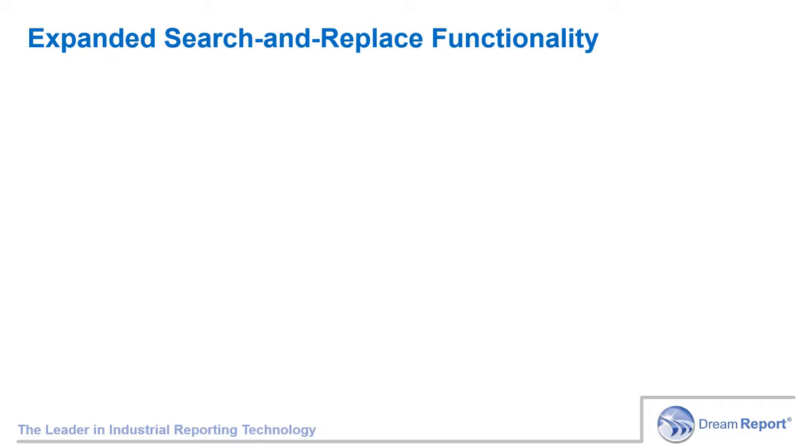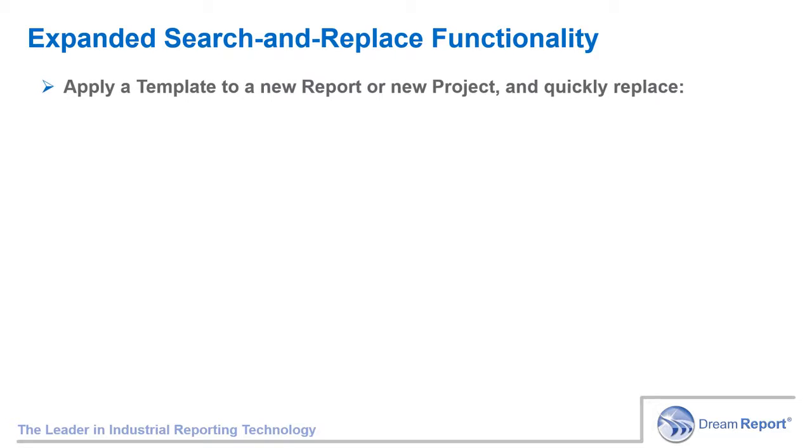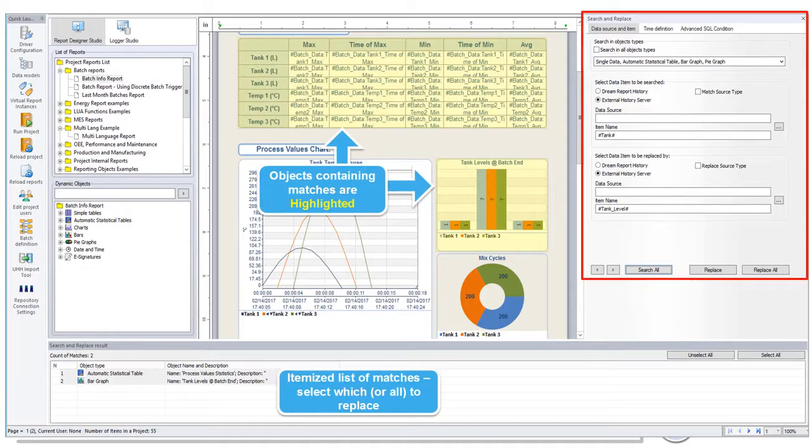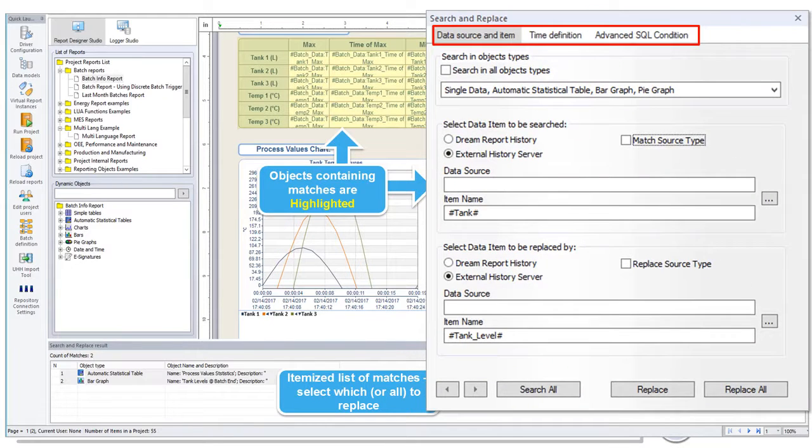With the new Search and Replace interface, whether you're editing an existing report or applying a report template to a new report or a new project, the new interface allows you to quickly replace data sources, item names, time period definitions for your report objects, and SQL or advanced filtering conditions on your objects. The new graphical interface includes many options and search criteria. It highlights the objects on a report that contain matches to the search criteria, and then allows you to pick from a list of individual or all items to replace.